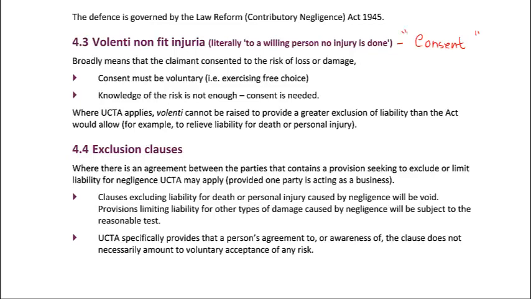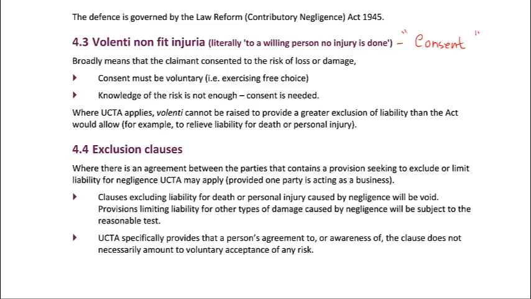The next point is that knowledge of the risk is not enough. You have to go further than that. So, for instance, in a case where a worker was injured when he was working in railway footings, he knew that a crane was operating over his head. He knew that something could fall off that crane and could hurt him. But the fact that he knew this could happen didn't mean he consented to a rock being dropped on his head. That's a completely different thing. So the consent must be voluntary, and you need more than just knowledge, you need consent.